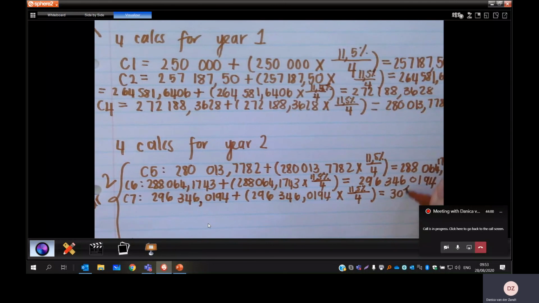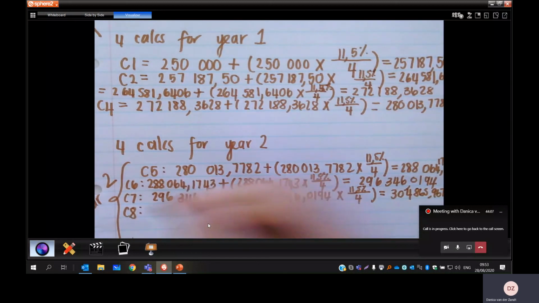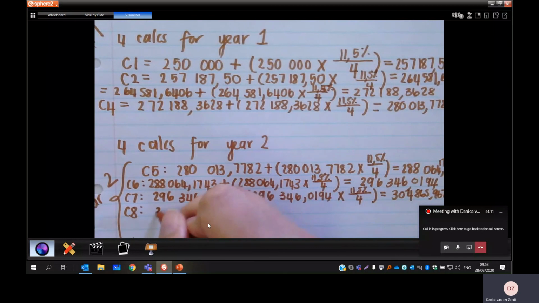And my last one I'm about to start. It's my 8th compound, my 4th calculation in year 2, my 8th total calculation.